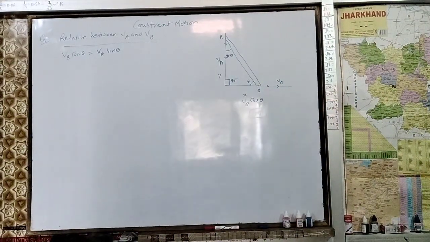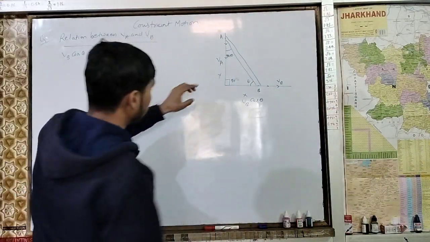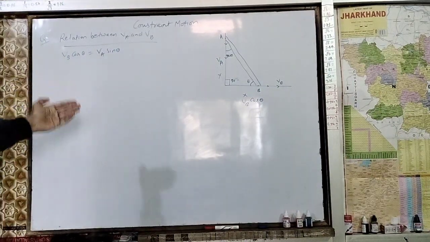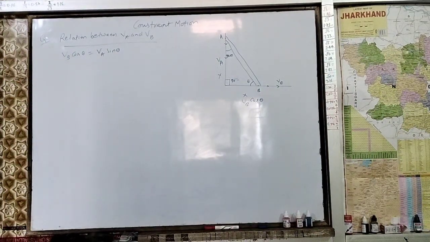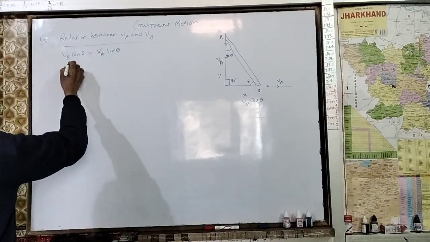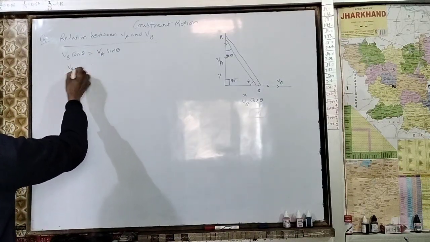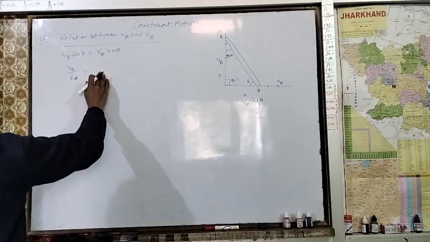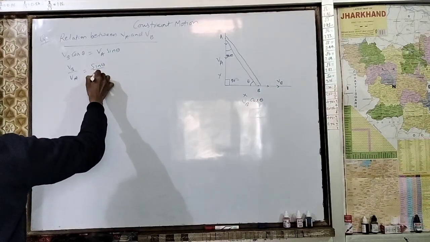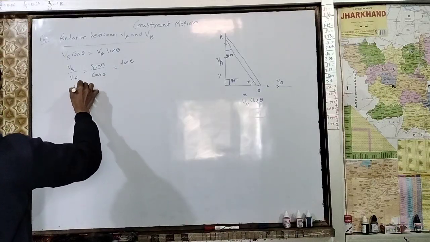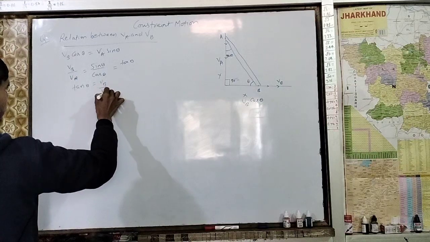Everything is the same. Here we were getting the angle, that's why we wrote VA sin theta. Now try to observe, and simplify this further. So VB upon VA will be equal to what? Sin theta upon cos theta, which is equal to tan theta. Am I correct? So finally you can say tan theta will be equal to VB upon VA.